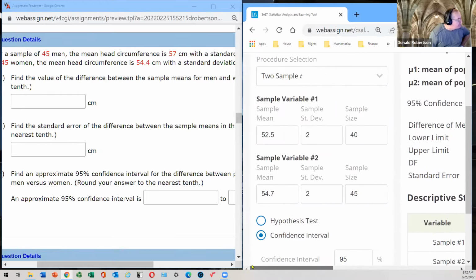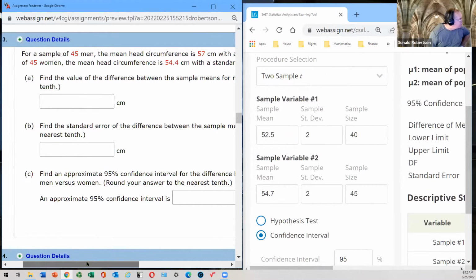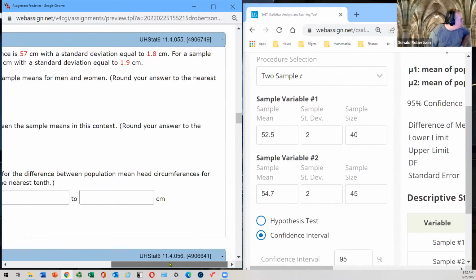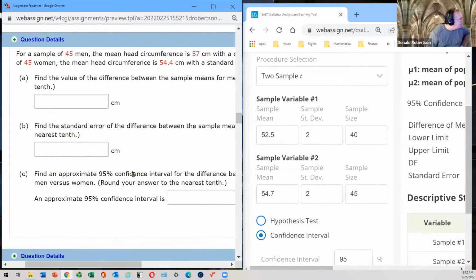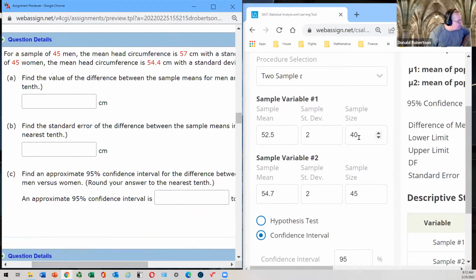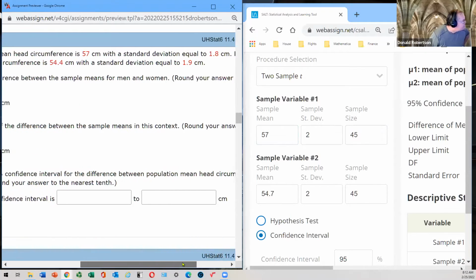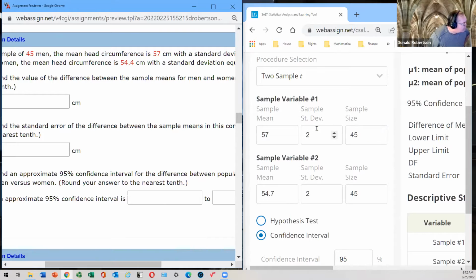So I should just go over here and make sure it's men take away women and not the other way around, because they do that to me sometimes. Good, men take away women. So get the numbers, and the first one is going to be men, so there's 45 of them. 57 is their average head circumference. Standard deviation is 1.8.